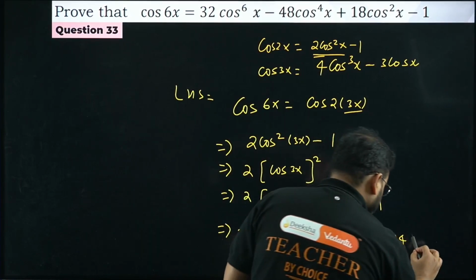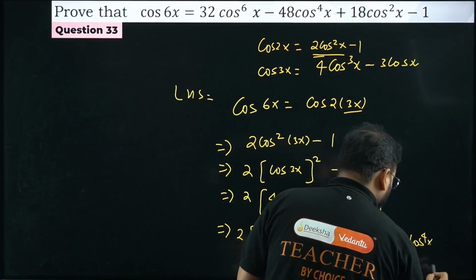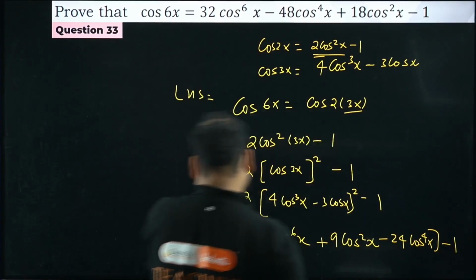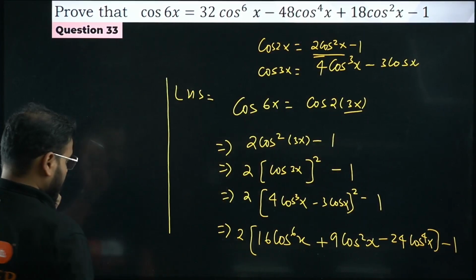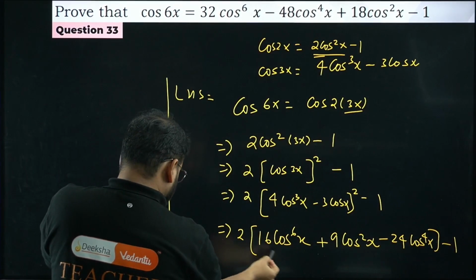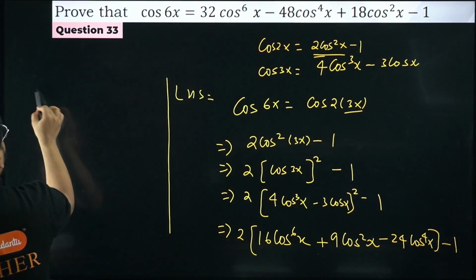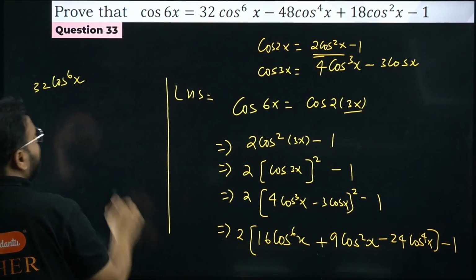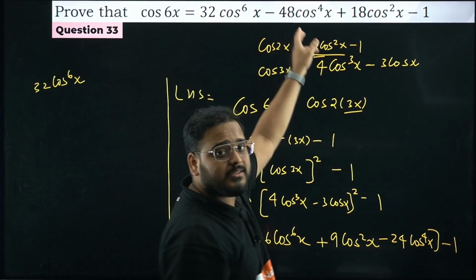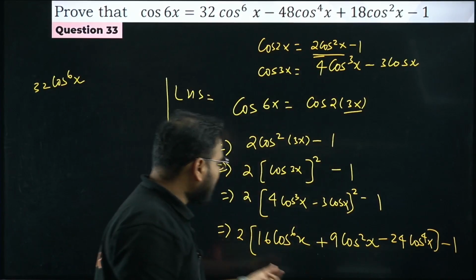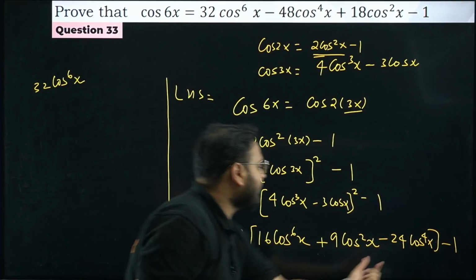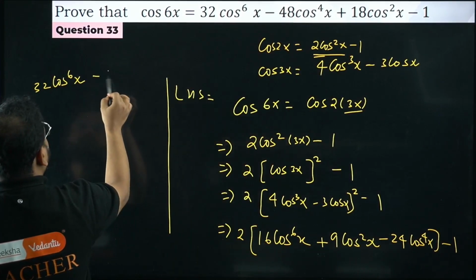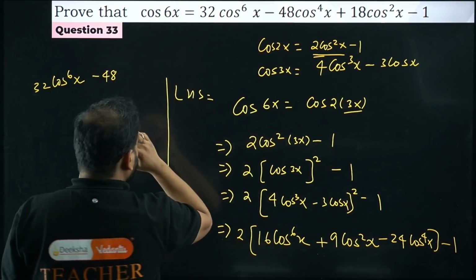So cos 4x. This is over. Then there's a minus sign. Okay. So I can continue on this side. Now open this bracket with 2. We get 32 cos power 6x. We'll write the 48 term first, because that's what they've given. 2 times 24 will be minus 48. So minus 48 cos power 4 is there, right?